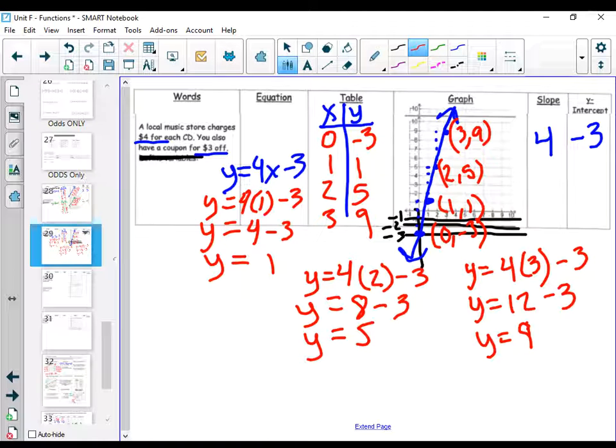Okay, the front side of your worksheet is complete. You are now flipping it over to the back.